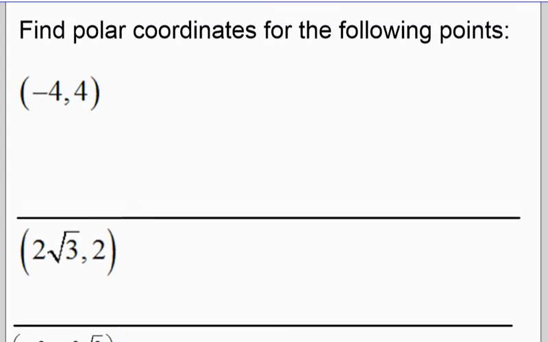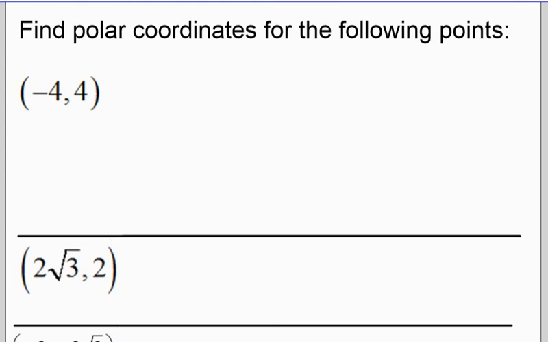So we've got negative 4, 4. So my advice would be whenever you got to do this, sketch this first. All right, so the point negative 4, 4 is 4 to the left and 4 up. It's right there. So we want to find two things. We want to find this R and we want to find this angle. Okay, those are the two things we're looking for.